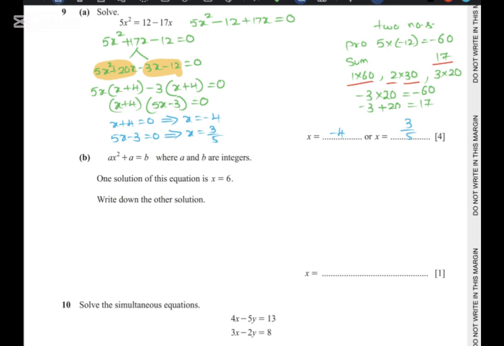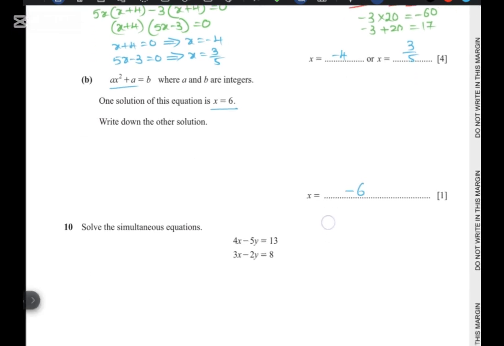So whenever one of the solutions is given to us, and this is a quadratic equation, and for a quadratic equation, if we get x value as square root of something, we always get plus or minus of that number. So here for this question, the other solution could be minus 6, because one solution is plus 6, the other solution will be minus 6.